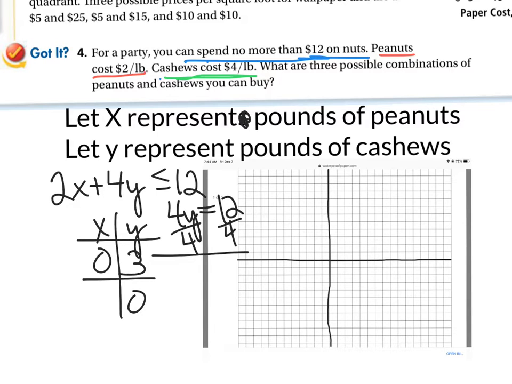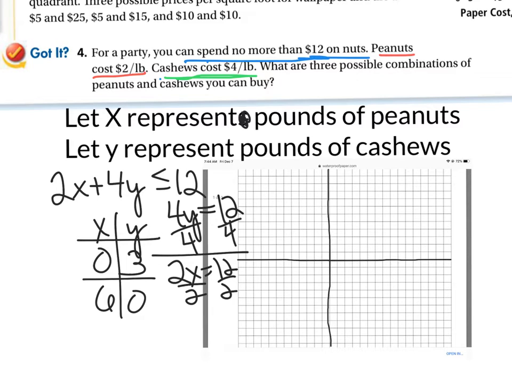Then we can put a 0 in for y. So the y part falls out, and then we have 2x equals 12. So 2 times something equals 12, which would be 6. So again, those points are really nice there for us.